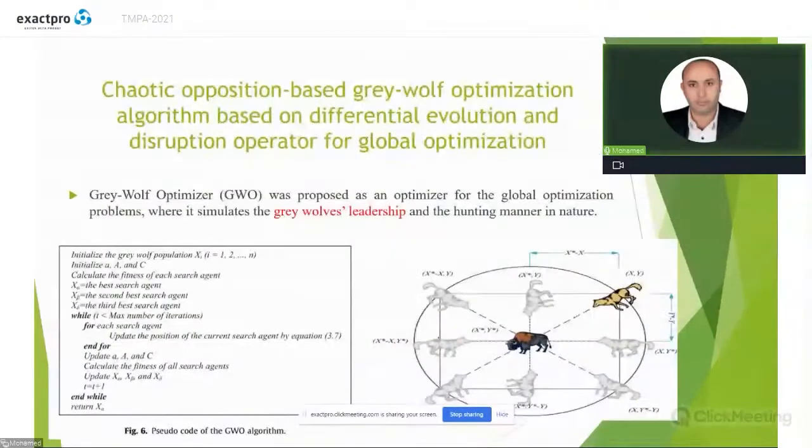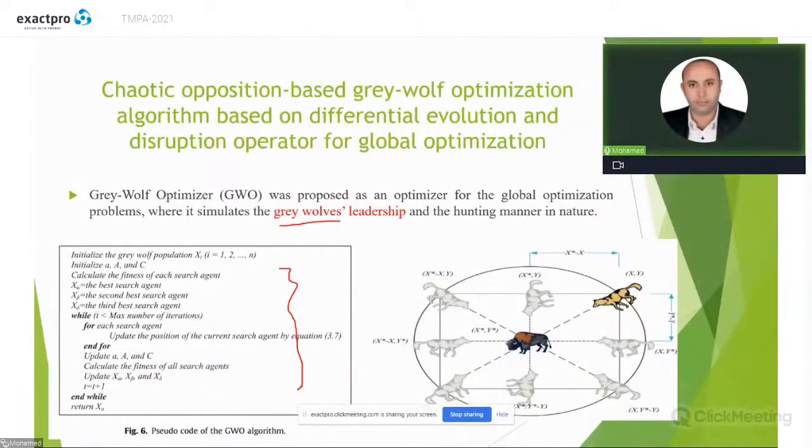The next point: we also tried to apply a new technique called Grey Wolf optimization by combining it with different techniques such as chaotic opposite-based learning and differential evolution. In general, the Grey Wolf optimization technique aims to simulate the behavior of a predator and how it can catch the prey in nature. These are the steps of the traditional Grey Wolf algorithm and how it catches the prey, or how it finds the optimal solution.